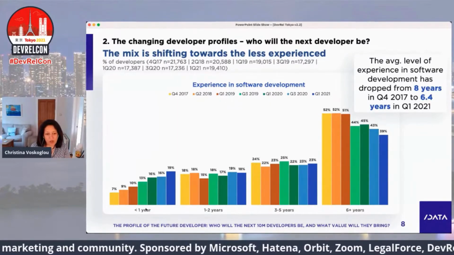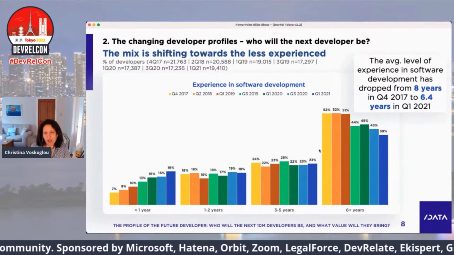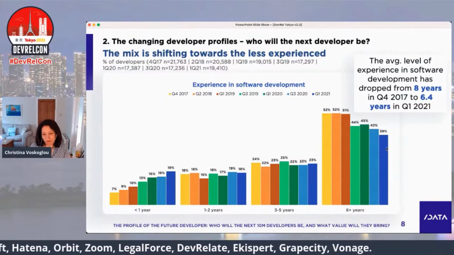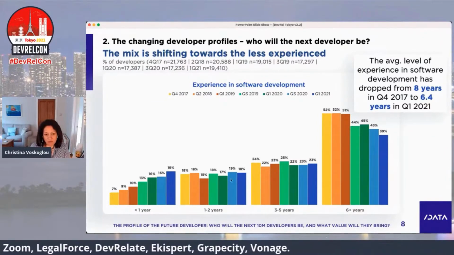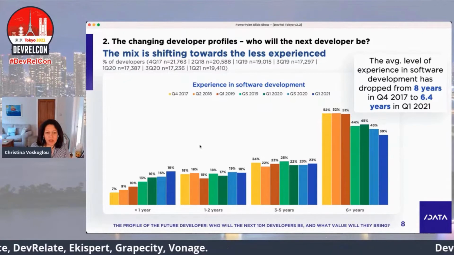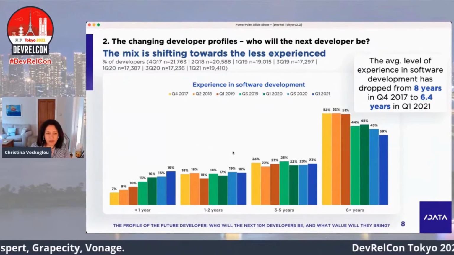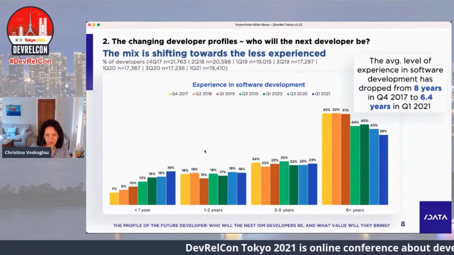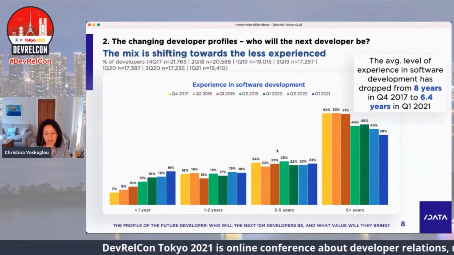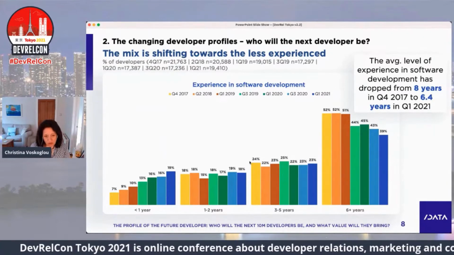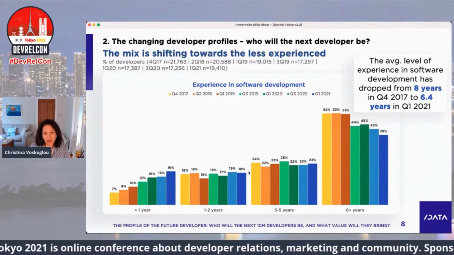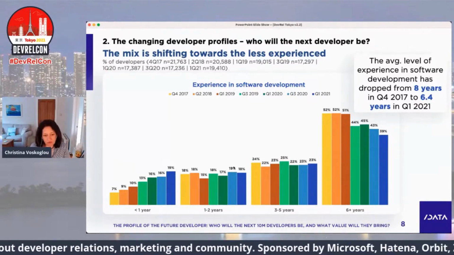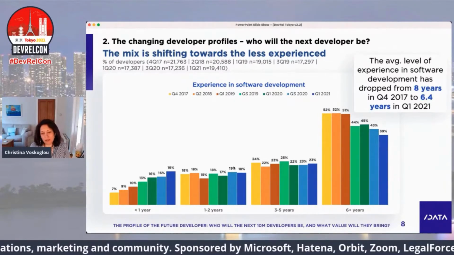It's those with less than 1 year of experience in software, while at the same time, at the other end, we see a drop of the very experienced, while the middle is rather stable. Bear in mind that this is not linked to a drop of age. So it's not that we're seeing younger people in the ecosystem. The age distribution has not changed much. It's about the experience.